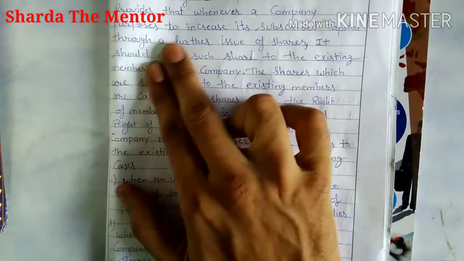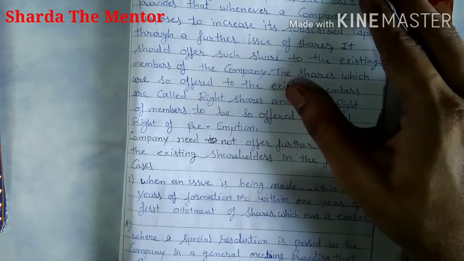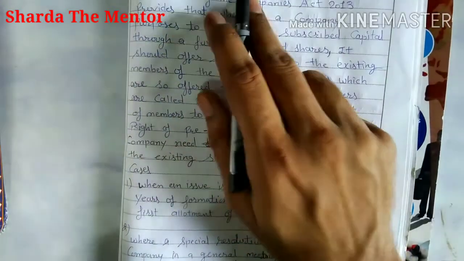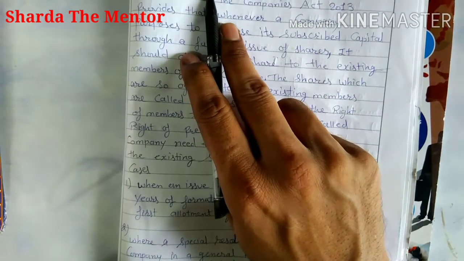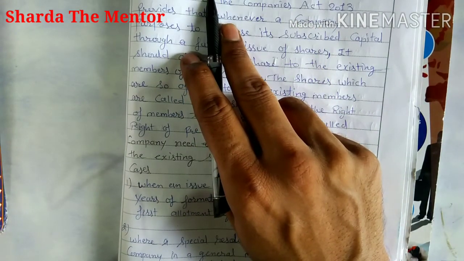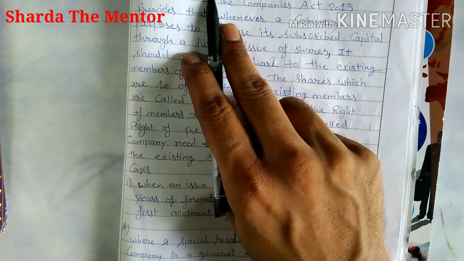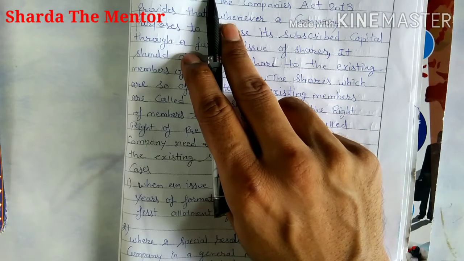Next topic is right shares or right issue, which is also called preemptive rights. A public company limited by shares may at any time increase its subscribed capital by issuing new shares. If the company requires money, a public company can issue its shares to the general public. But if the company has already issued shares to the public, it is the first right of the existing shareholders that if the company is going to issue new shares, the company will first ask the existing shareholders. If they agree to buy these shares, then the company will sell those shares to the existing shareholders.